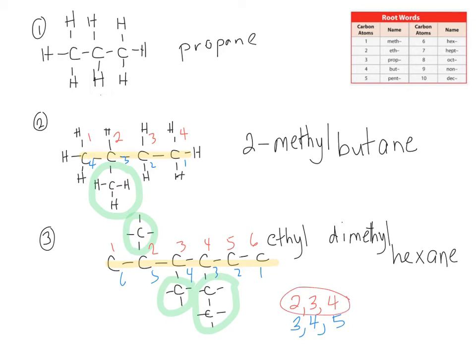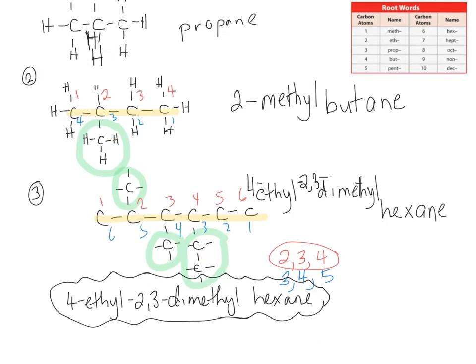So our ethyl group is on carbon number 4. So we put a 4 in front of the ethyl. And then the single carbons are on carbon number 2, comma, and carbon number 3, and you put dashes in between. So 4-ethyl-2,3-dimethylhexane is the correct name for this compound. There, I just wrote it out more neatly for you.